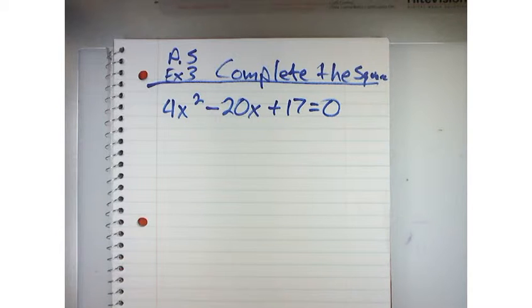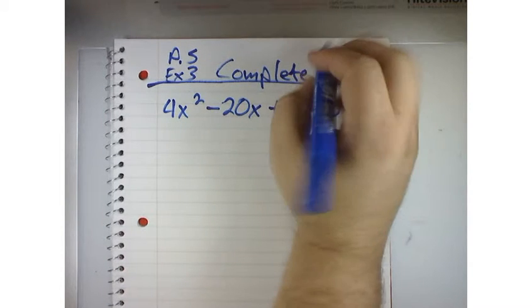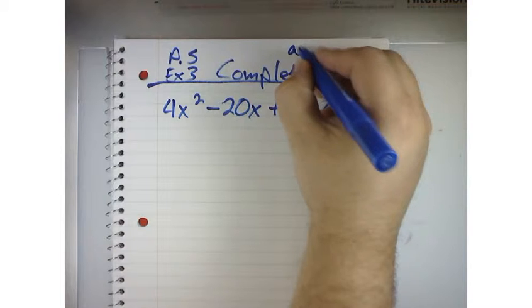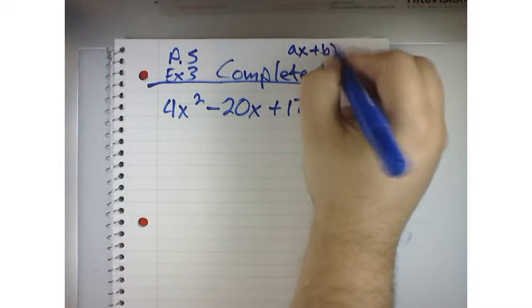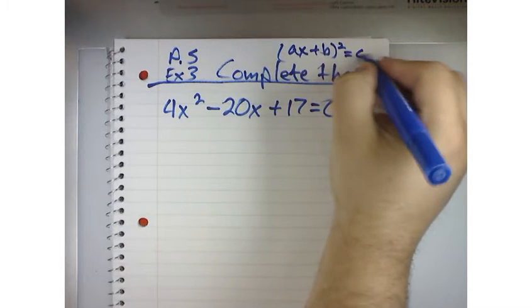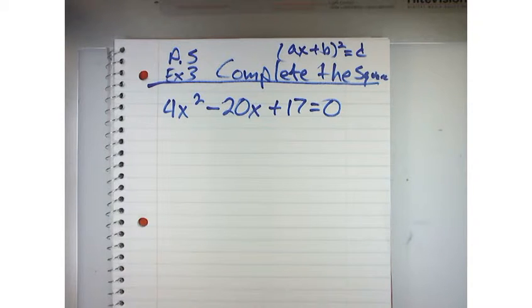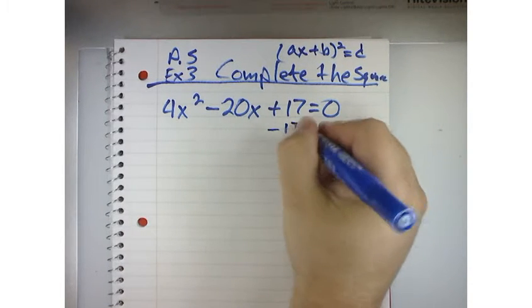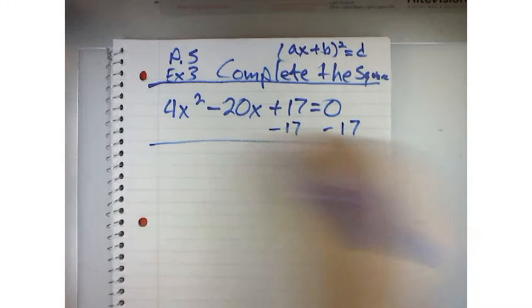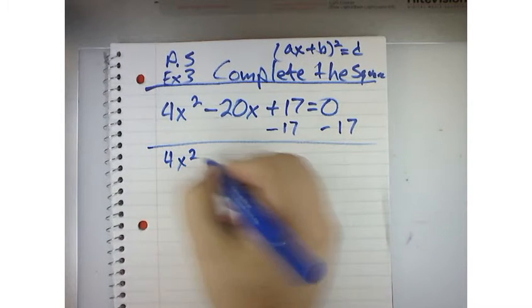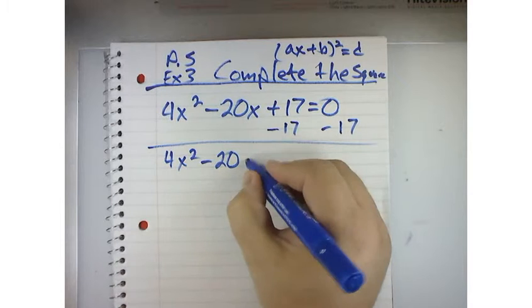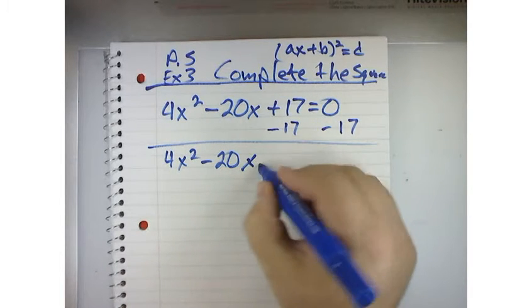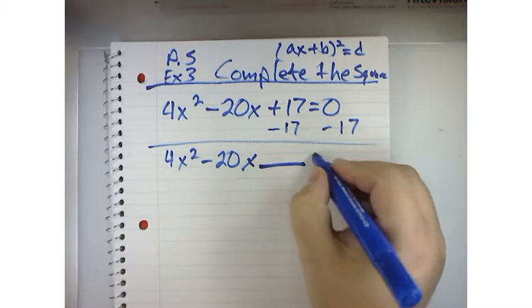So to complete the square, in other words, we want to take the square root to get the answer. So we want to manipulate the equation in such a way that it looks something like this: something, ax plus a constant squared equals another constant. Now the way we do that, first thing you want to do is subtract the 17 from both sides. Get that constant out of there. So I'm going to say 4x squared minus 20x, and then just put an underline there, equals negative 17.